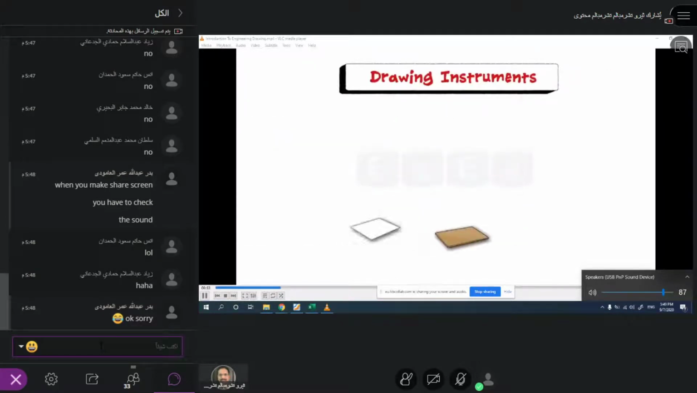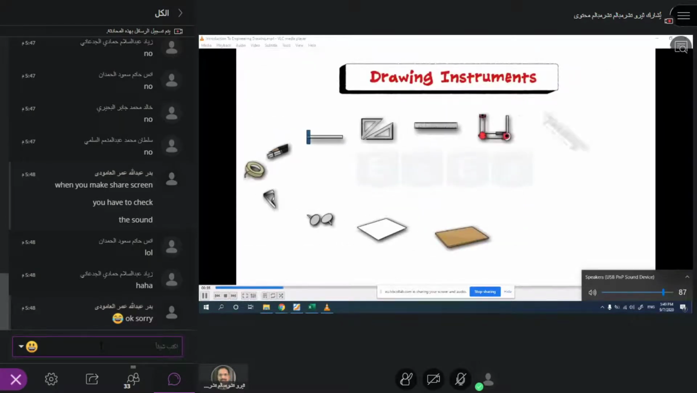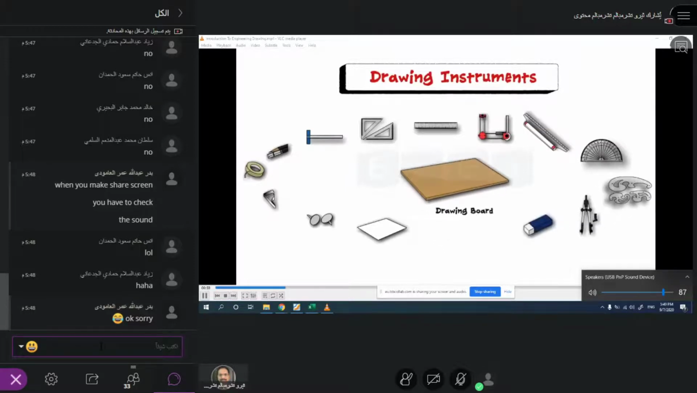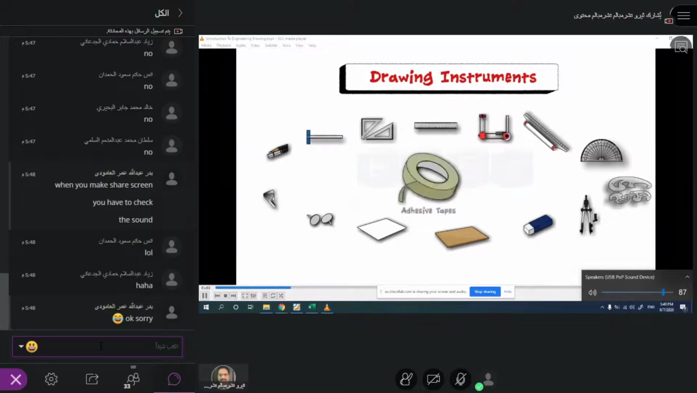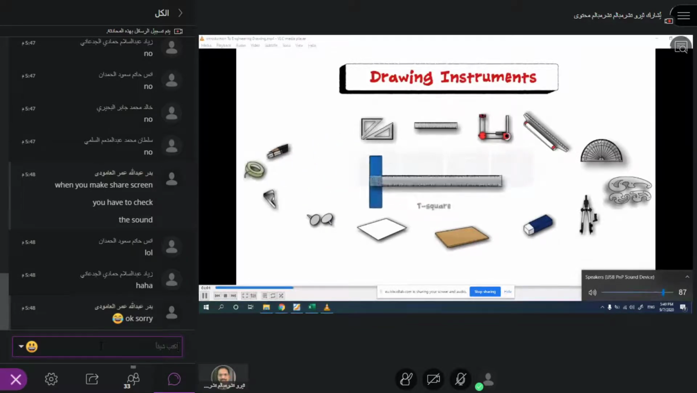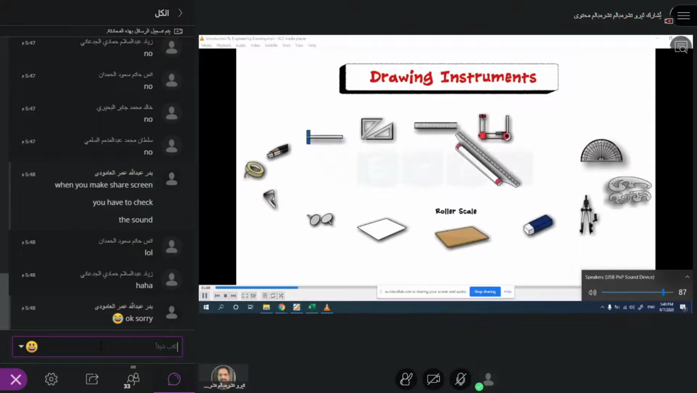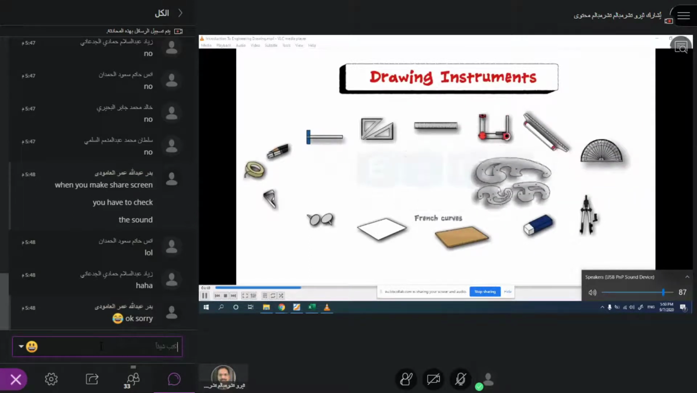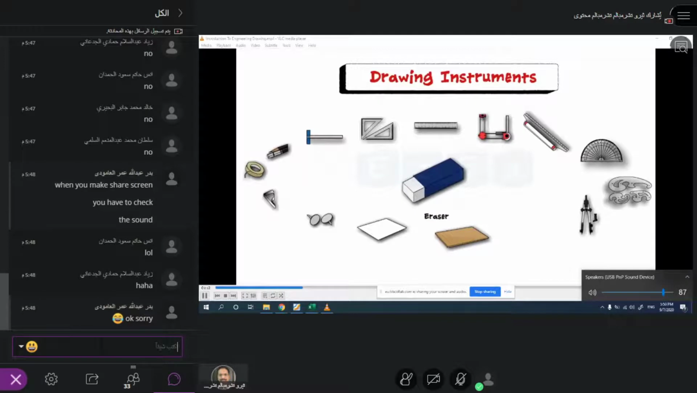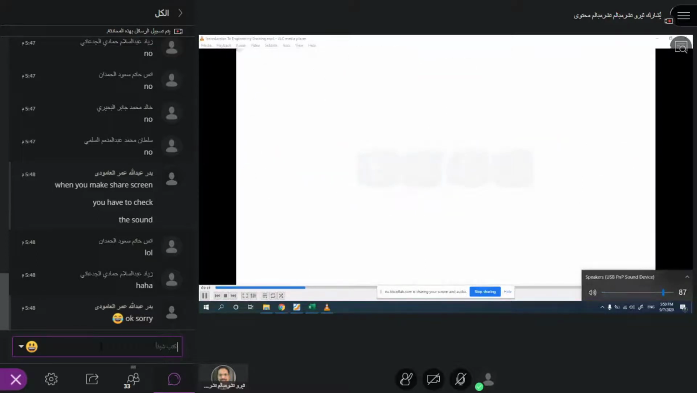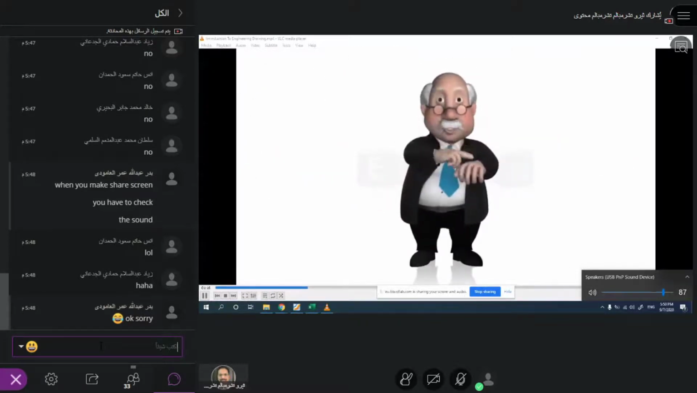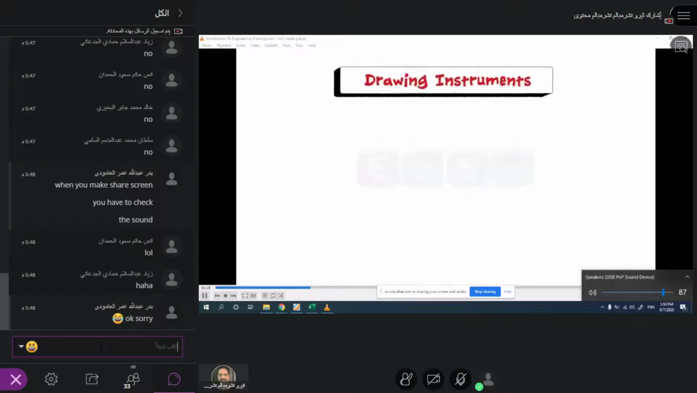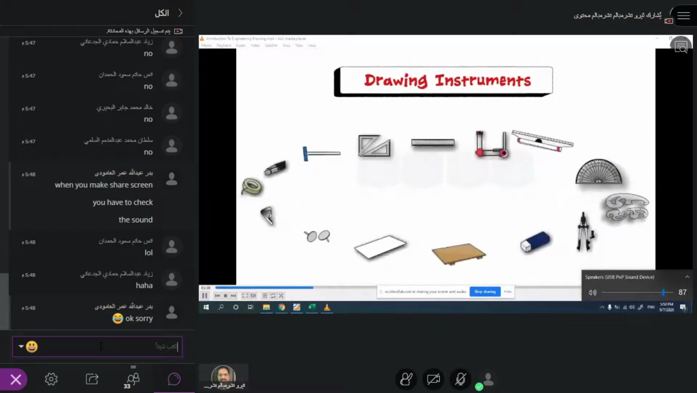Let us see different drawing instruments used in engineering drawing. In this we have a drawing board, drawing paper, pens, clips, or adhesive tapes, pencils, T-square, set square, scale, drafter, roller scale, protractor, French curves, compass, and eraser. Hey, it's time to concentrate now. Now let us describe each and every instrument.